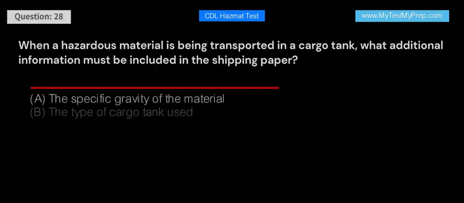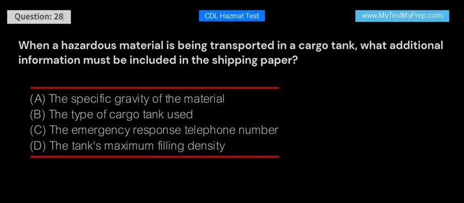When a hazardous material is being transported in a cargo tank, what additional information must be included in the shipping paper? A. The specific gravity of the material. B. The type of cargo tank used. C. The emergency response telephone number. D. The tank's maximum filling density. Answer: D. When a hazardous material is being transported in a cargo tank, the shipping paper must include the tank's maximum filling density. This information helps ensure that the cargo tank is not overfilled, which could increase the risk of an incident during transport.